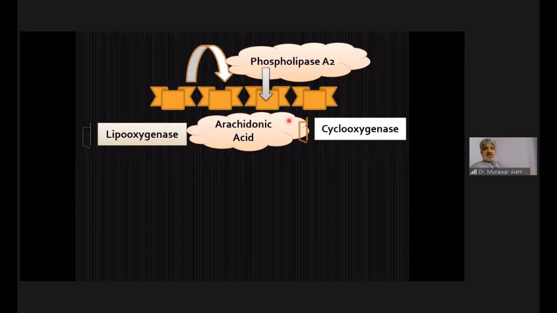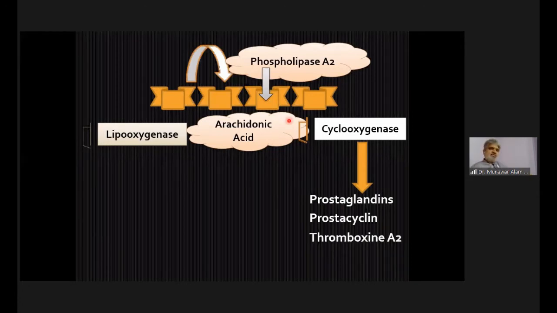When the cyclooxygenase enzyme acts on this arachidonic acid, it is converted into the prostaglandins and prostacyclin, and there will be thromboxane A2. And when lipooxygenase acts on the arachidonic acid, it converts it into the leukotrienes. Leukotrienes have an important place in bronchial asthma, so when we talk about bronchial asthma, we will talk about these leukotrienes.